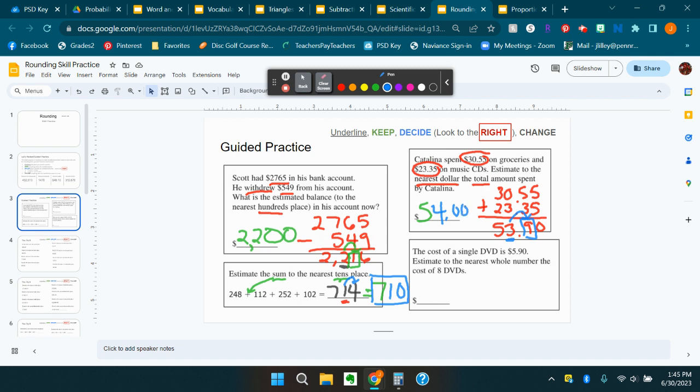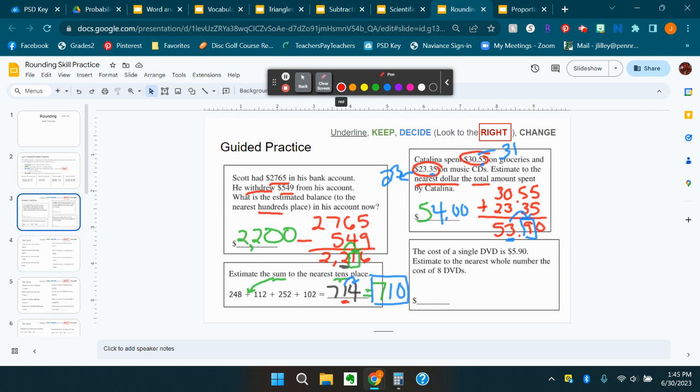You could also, if it's easier for you, decide, is this closer to $30 or $31? And if we look at the cents, that tells us give it a shove. It's closer to $31. And this, if we look at the cents, is closer to 23 than it is to 24. So we could round first and then add 23 plus 31. Either way, you'll get the correct answer.